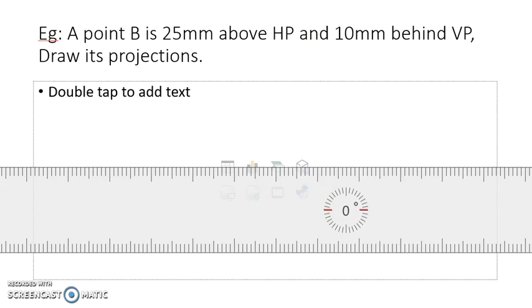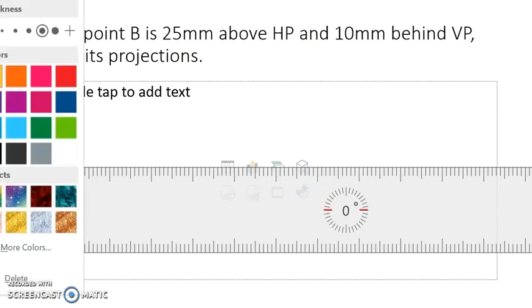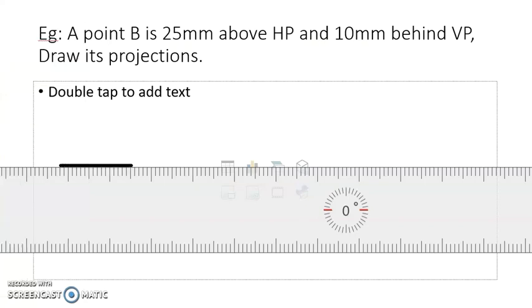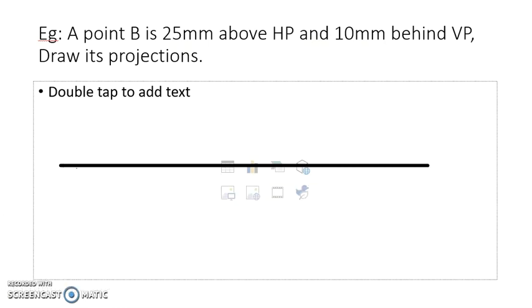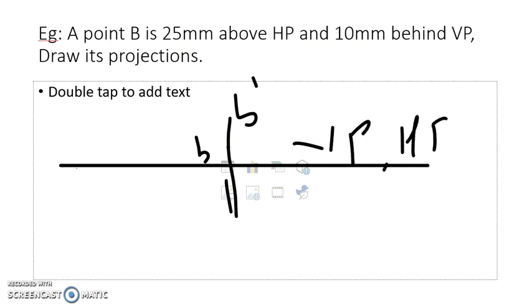First I will draw XY line. This is my XY line. Now from XY line I have to draw the condition of point B, 25 mm above. So from XY line 25 mm above, this will be my B dash point, and 10 mm behind, so it will be also above XY line. So this is my B dash and B point. Here both VP and HP will be above XY line. So this is the condition of second quadrant.